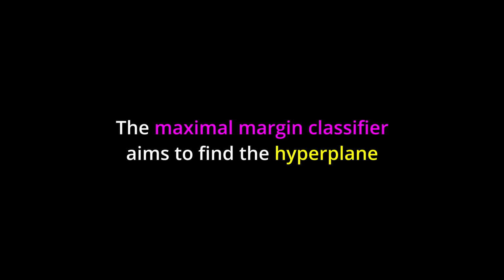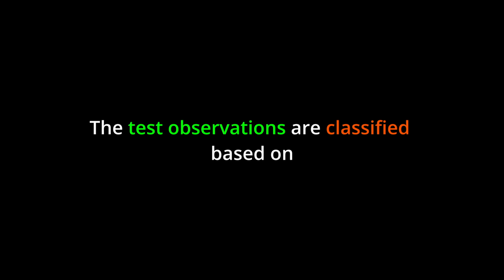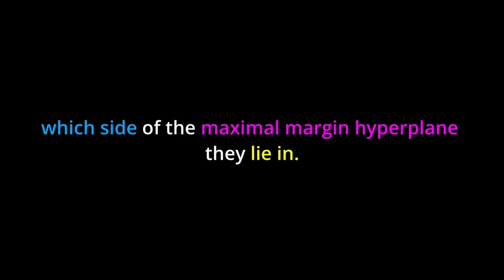Key points. The maximal margin classifier aims to find the hyperplane that has the farthest minimum distance to the training observations, known as the maximal margin hyperplane. The test observations are classified based on which side of the maximal margin hyperplane they lie in.